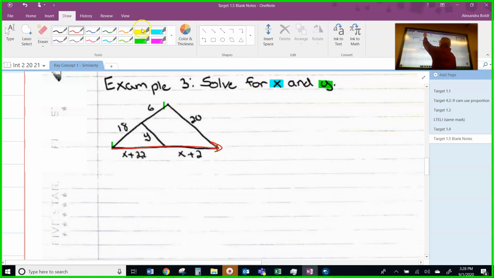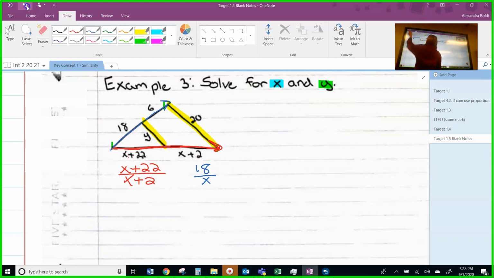Right, so I'm going to start, here's my parallel sides. So I start at the point that is not part of that, right, and go down that side. So I have x plus 22 over x plus 2. Okay, down the other side, right, start back here. We have 18 over, that's not an x, that's a 6.